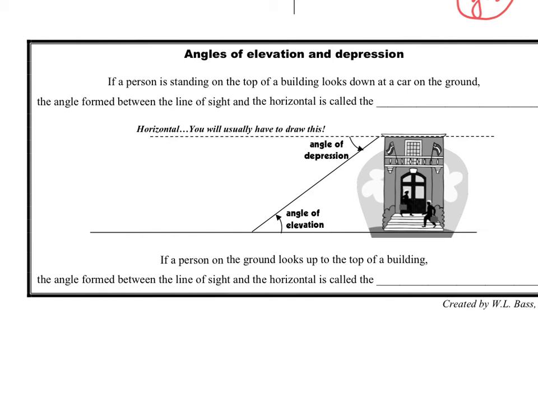All right, we're going to do a whole bunch of trig word problems related to elevation and depression, and this part's going to be pretty quick. What we're going to imagine is a person standing on top of the building, up here, and they look down to a car down here at the ground. This is going to be their line of sight. As they look down, the angle that's formed between this line of sight and a horizontal line is called the angle of depression.